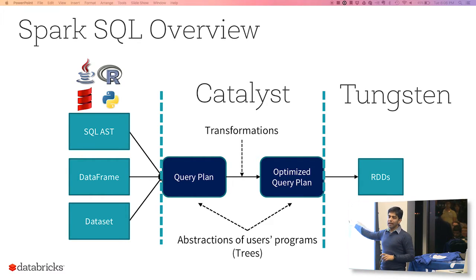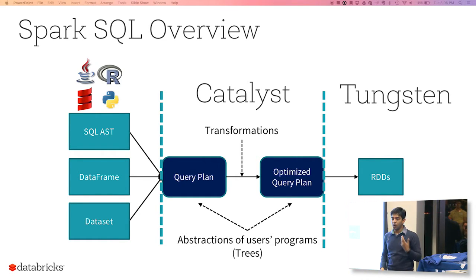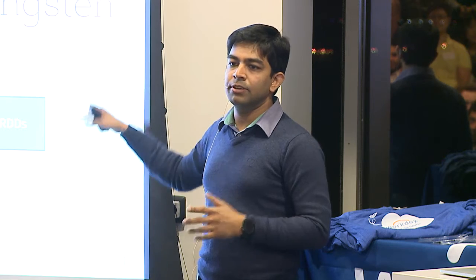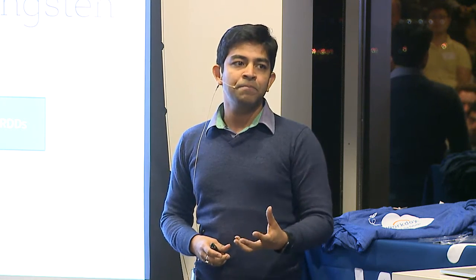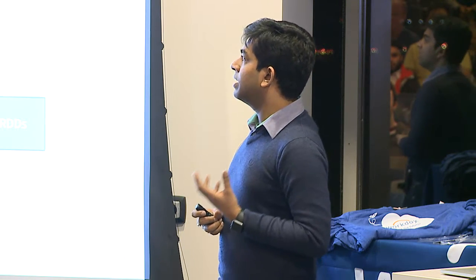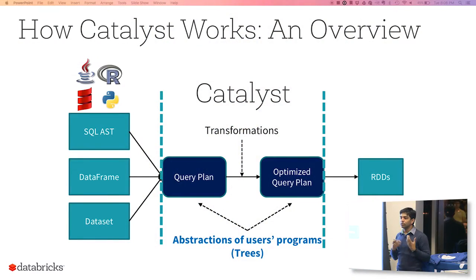We'll first talk about Catalyst, which is responsible for figuring out what the query plan is, and then we'll talk about how these transformations optimize your query plan. And once we get an optimized query plan, we'll delve a little bit into Project Tungsten, which essentially converts a query plan into a DAG of RDDs. So let's look into how Catalyst works, or how the front end of the Spark SQL execution engine works.